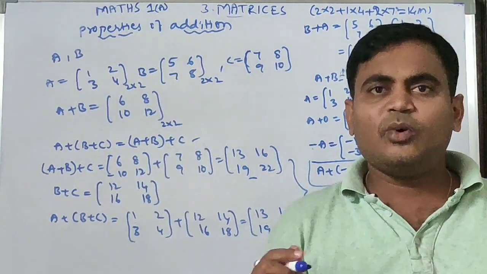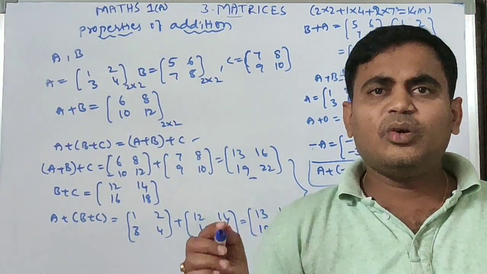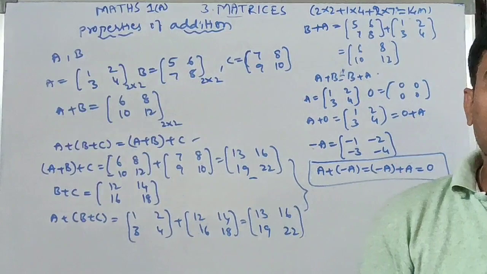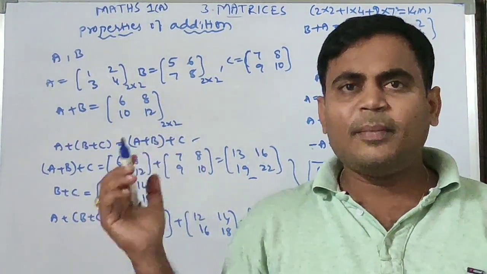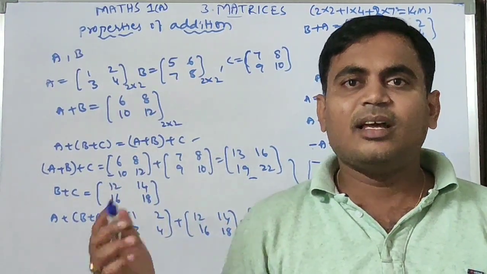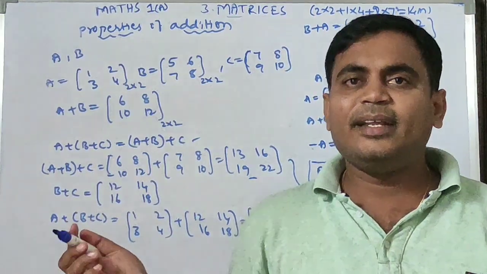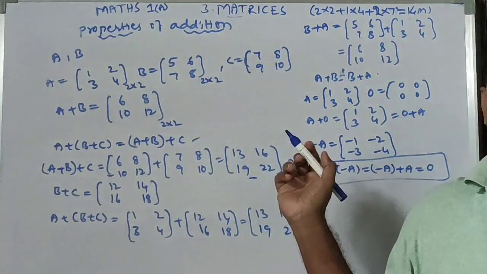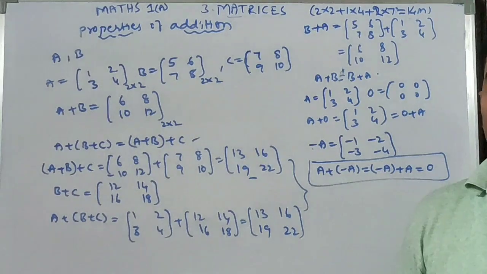Here one more thing we observe: in numbers, 0 is the additive identity. If we add any number to 0, we get the same number. Like that, in matrices, the null matrix or zero matrix acts as 0 does in numbers. So the null matrix is the identity with respect to addition of matrices. So these are the properties of addition of matrices.